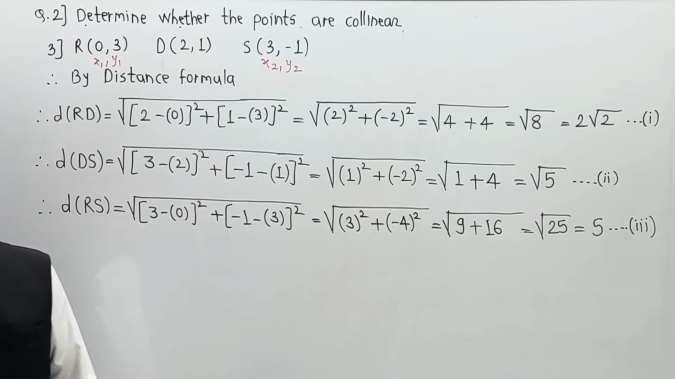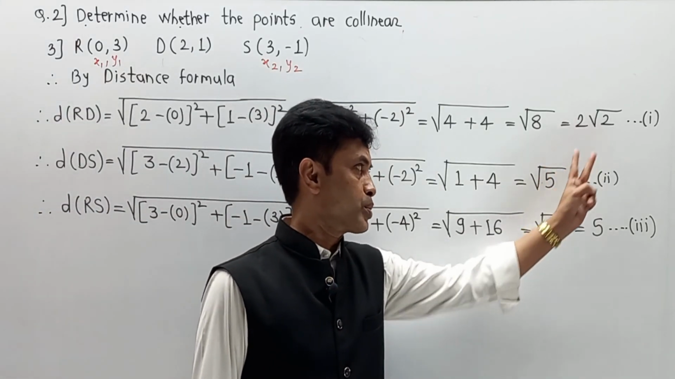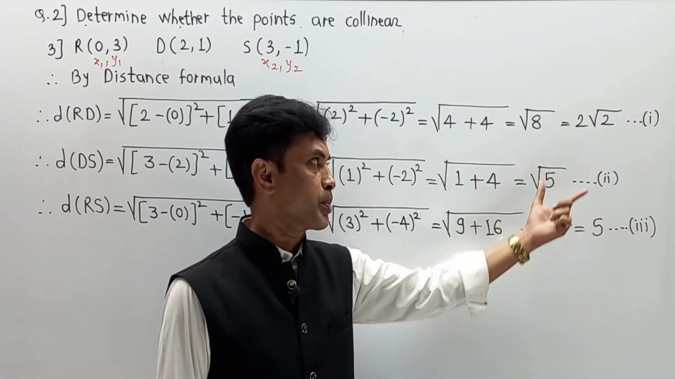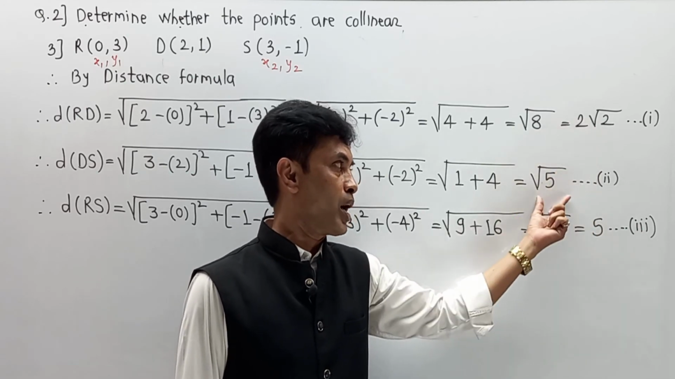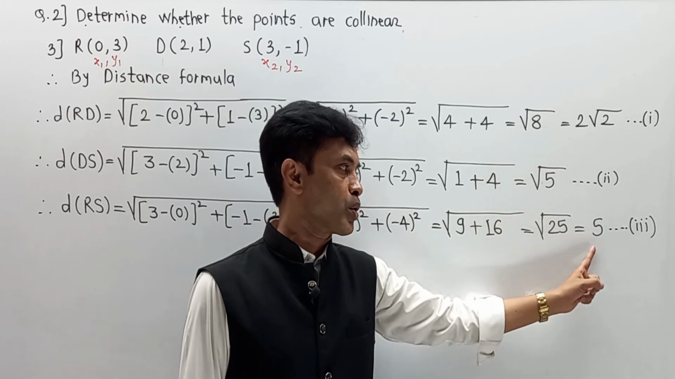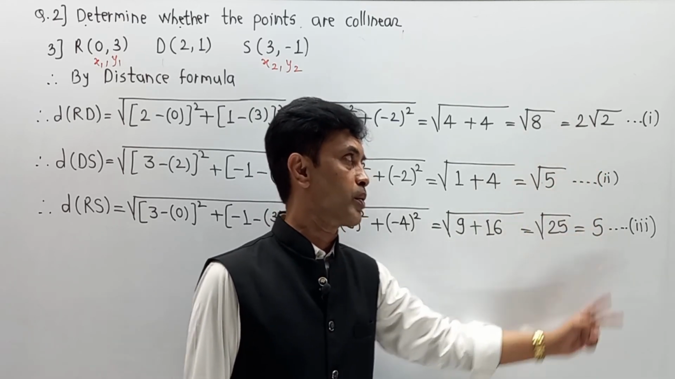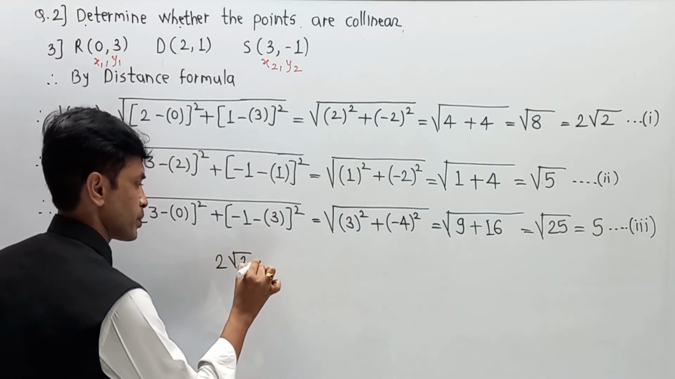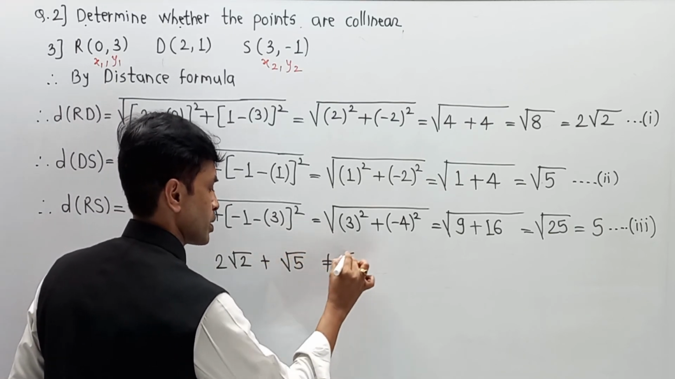Now if you observe all the 3 equations over here, the first value is 2 root 2, the second value is root 5 and the third value is 5. There is no possibility that the addition of any 2 is equal to the third. Let us say these 2 are small and this 1 is the greater one. So the addition of these 2 is not equal to the third, meaning 2 root 2 plus root 5 is not equal to 5. So I am writing 2 root 2 plus root 5 is not equal to 5.